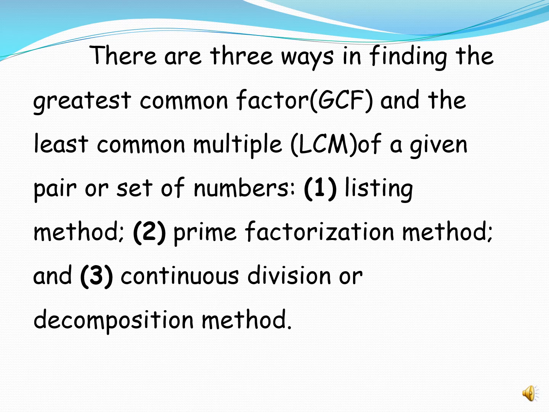There are three ways of finding the greatest common factor and the least common multiple of a given pair or set of numbers. First is the listing method. Second is the prime factorization method. And third, continuous division or decomposition method.